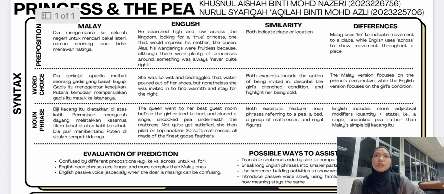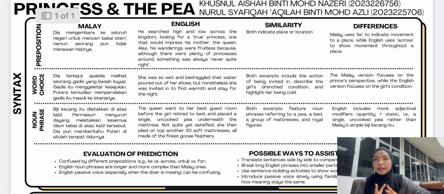But in English, the queen went to her best guest room before the girl retired to bed and placed a single uncooked pea underneath the mattress. Not quite yet satisfied, she then piled on top another 20 soft mattresses, all made of the finest goose feathers. So the difference between these two excerpts is that the English includes more adjectival modifiers, which highlight the quantity plus state. For example, a single uncooked pea rather than the Malay simple biji kacang itu.